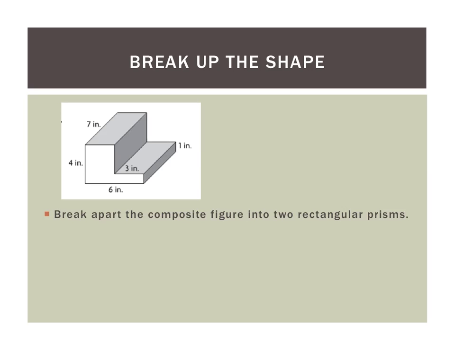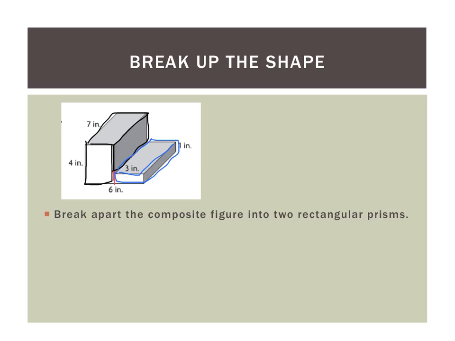Now we need to find an easy place to break the composite figure up into two separate rectangular prisms. I'm going to break them right here. This lets me easily see there's one rectangular prism on the left, and there's another completely separate rectangular prism on the right. Now that they're broken up, though, we have to see what their dimensions are.